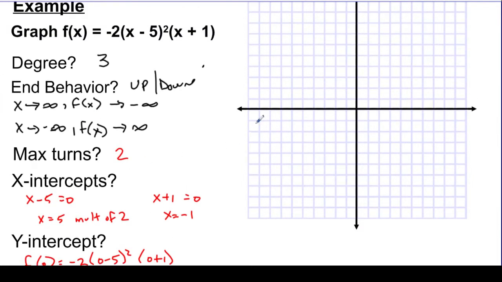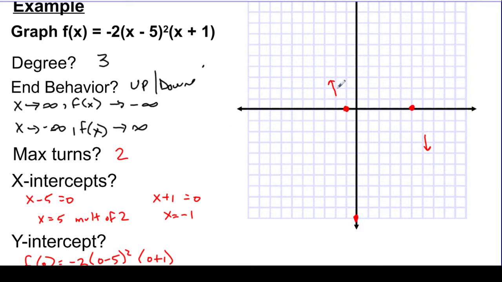So at 5, 1, 2, 3, 4, 5, there is a 0. At negative 1, there's another 0. I know that at 5 I'm going to have parabola behavior, so it's going to bounce. I know this thing needs to be traveling down on the right side and up on the left. And I know it needs to hit at negative 50. So again, we might have to count by fives here: 5, 10, 15, 20, 25, 30, 35, 40, 45, 50. Way down here would be negative 50 if I'm counting by fives.